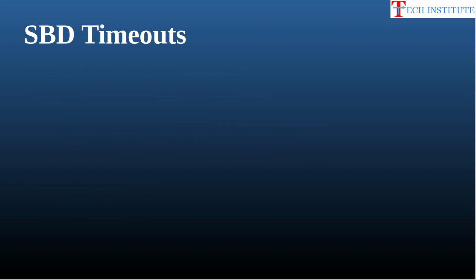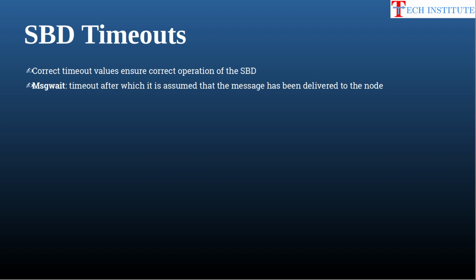Now we'll see more about the timeouts. So the correct timeout, why is this required? Because correct timeout values ensure the correct operation of the SBD. So if you set it wrong or to a very large timeout, your cluster may not act properly. So this is a very important thing. So there are a few timeout values, like one is msgwait. That is the timeout after which the cluster assumes that the message has been delivered to the other node. So it is usually longer than your iSCSI or MPIO error timeout.